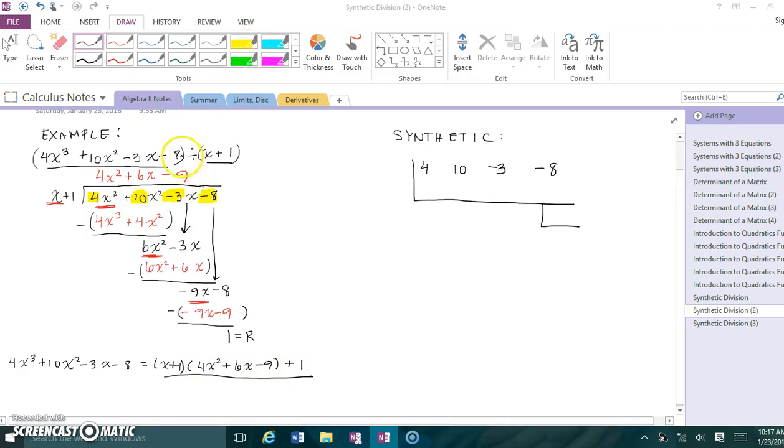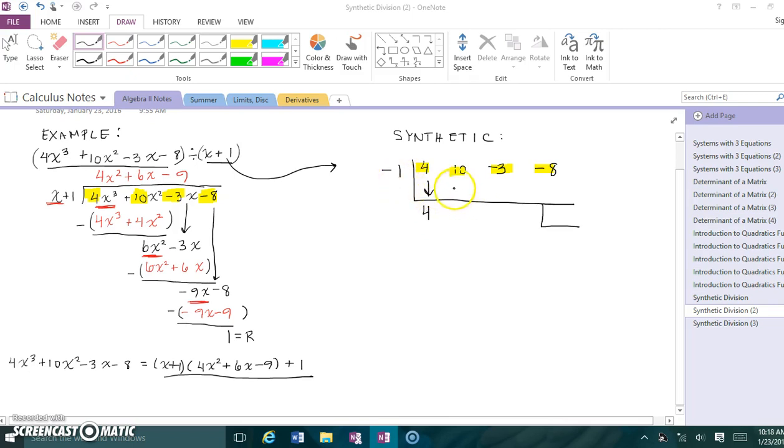So let's do synthetic, which is about 5 times faster. And notice I highlighted all my coefficients, and all my coefficients went here. Also notice you need to keep the sign in front of the coefficient. Oops. So let's go ahead and do it. If I have a factor x plus 1, that means k is -1, so I'm dividing by -1, the opposite of what was here. So drop down this number always and multiply.